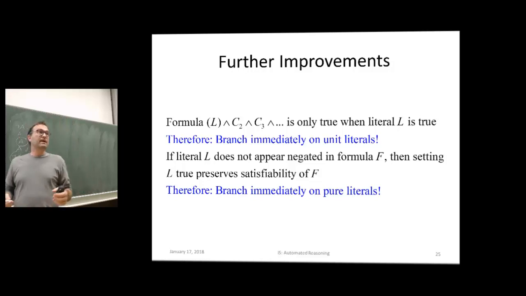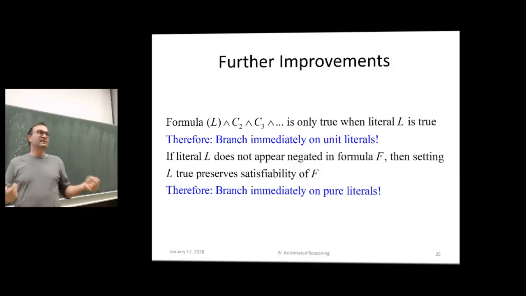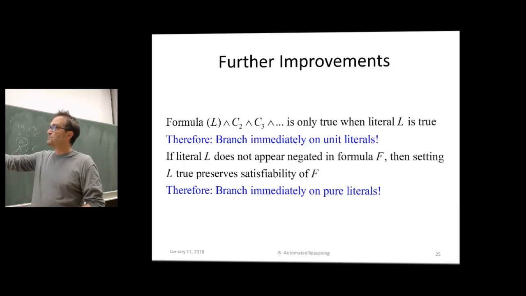And the other one is, suppose that you have a variable that occurs only positive, so without a negation, or only negative, so with a negation. It doesn't matter what you choose. So the alternative to branch on: if a literal does not appear negated, that's a better way of explaining it as written here. If it doesn't appear negated in the formula, then we can always set this literal to be true. And that's called the pure literals.